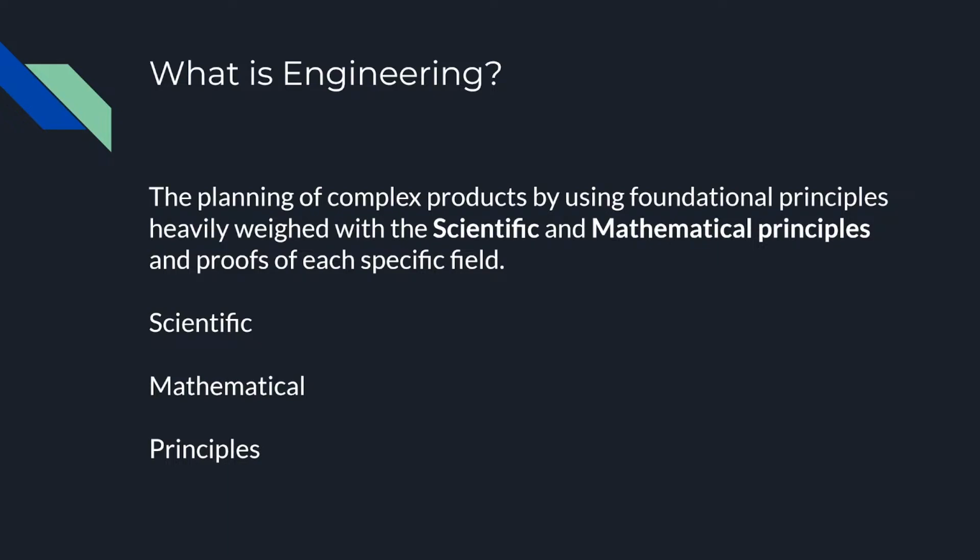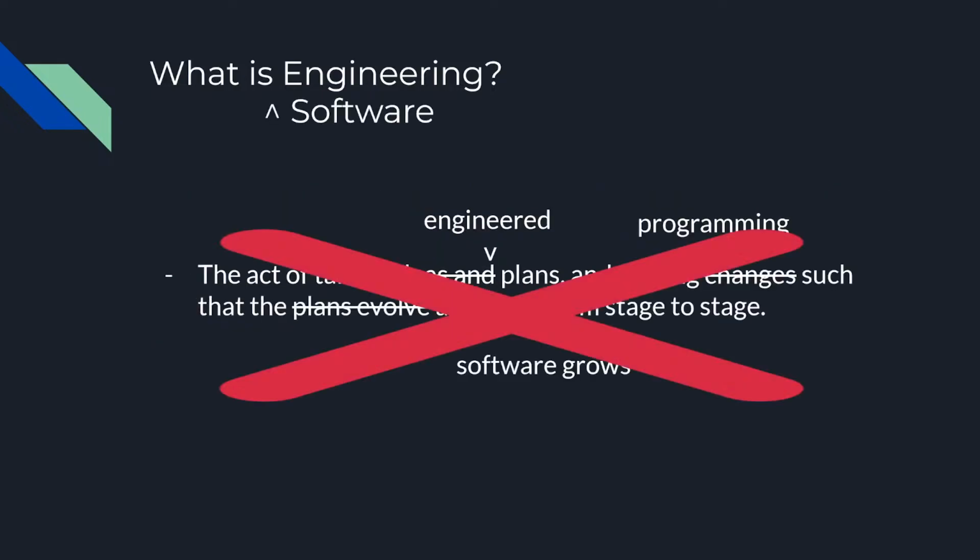So the word principles is a very important one, scientific and mathematical. These are very important things that I talked about in one of my talks a couple weeks ago. What are principles? What are values? What are best practices and things like that? Engineering is no longer just doing coding, no longer just programming. It's programming with principles.